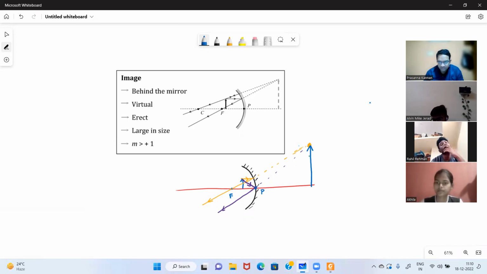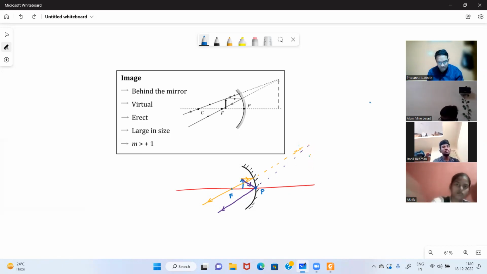Are you able to listen to me? Yes, sir. Therefore, it is a virtual image. Is it erect or inverted? It's erect, sir. So you can see. Okay, then what about its nature? Is it diminished or magnified? It's magnified. Exactly. So this is one way of getting the image.